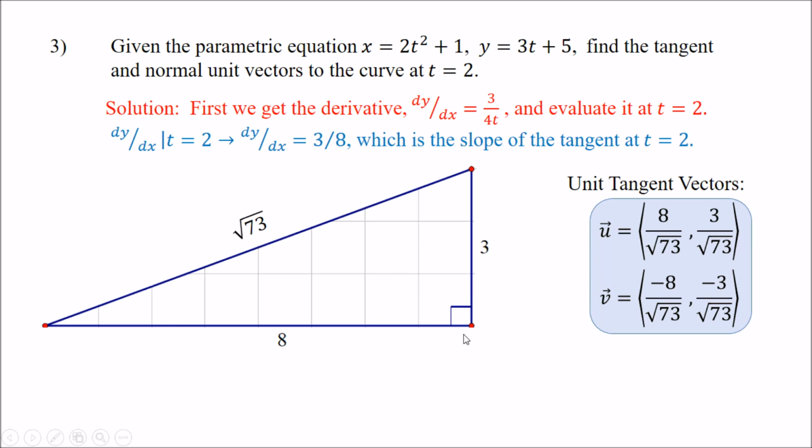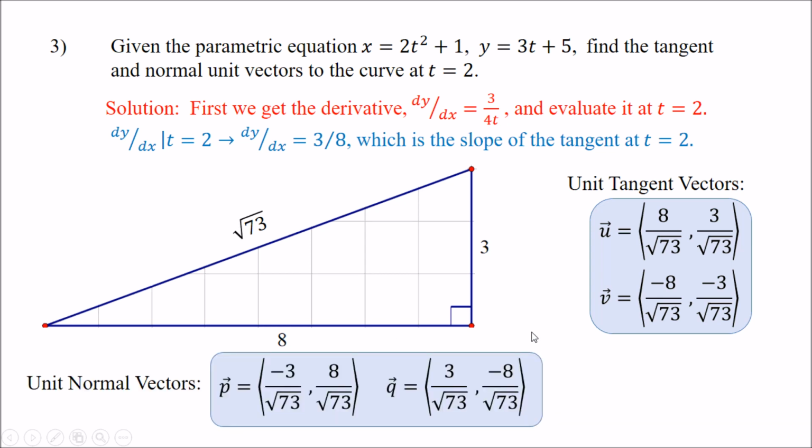So instead of just over 8 and up 3, I'm saying for one of my unit tangent vectors, vector u would be 8 over the square root of 73, comma 3 over the square root of 73, and vector v would be negative 8 over the square root of 73, comma negative 3 over the square root of 73, because that's the vector that starts here in the upper right and goes southwest towards the lower left.